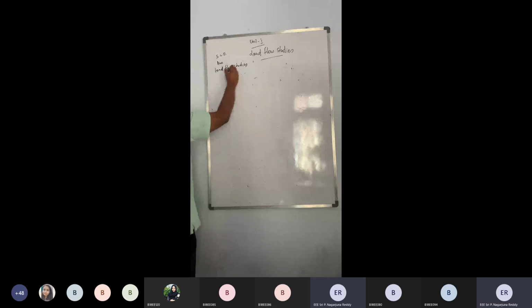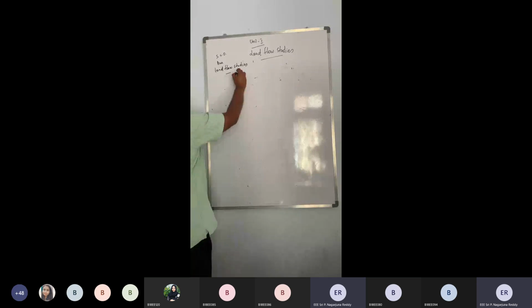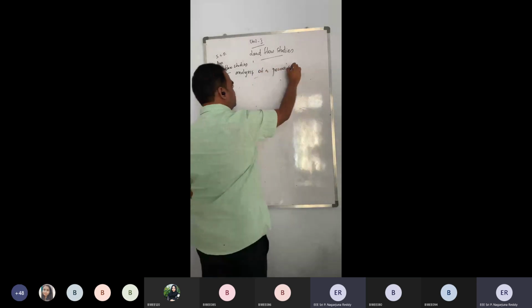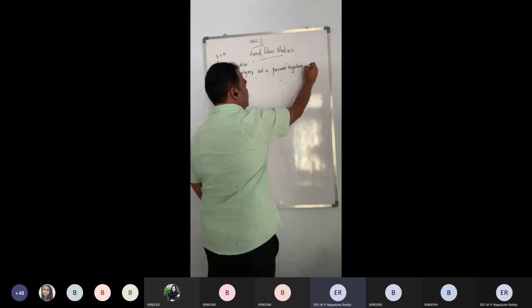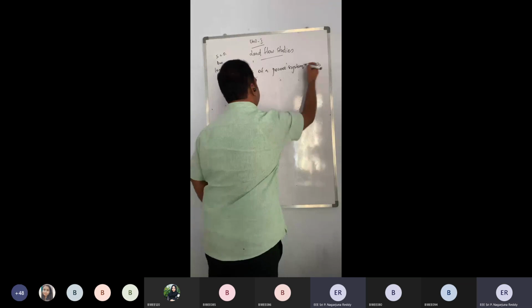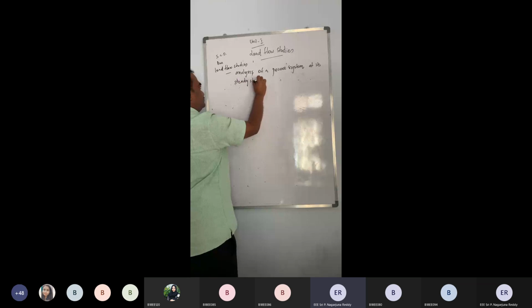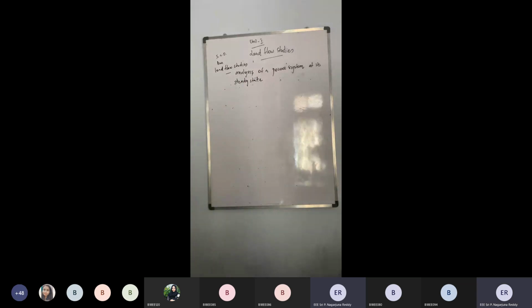So I will once again give a glimpse of load flow studies. If anybody asks you what you mean by load flow studies, it is the analysis of a power system at its steady state condition. Then somebody will ask you, what do you mean by analysis of a power system? Then what can you say?